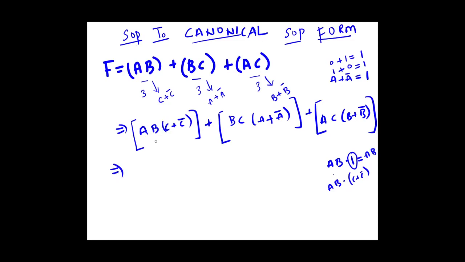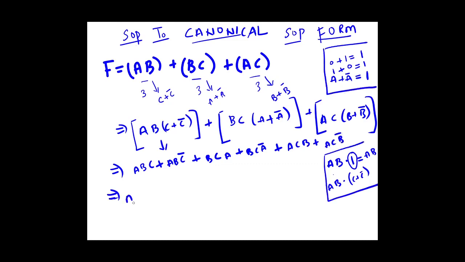I would get AB into C plus AB into C bar. This is from this first minterm. Next, from here I have BC into A plus BC into A bar. Next, plus AC into B plus AC into B bar.